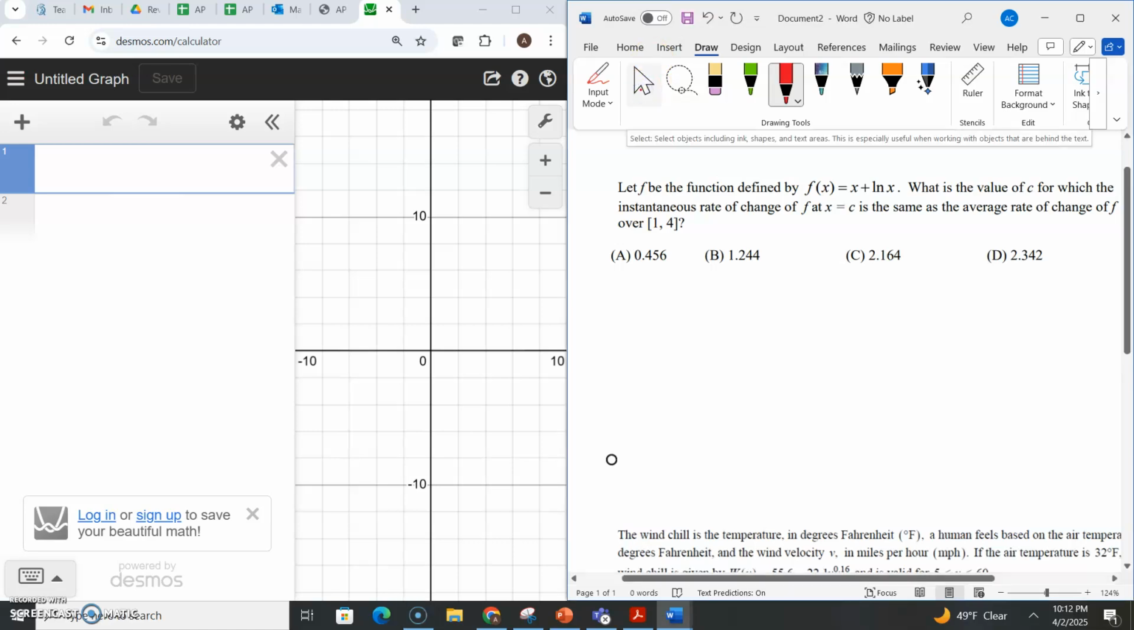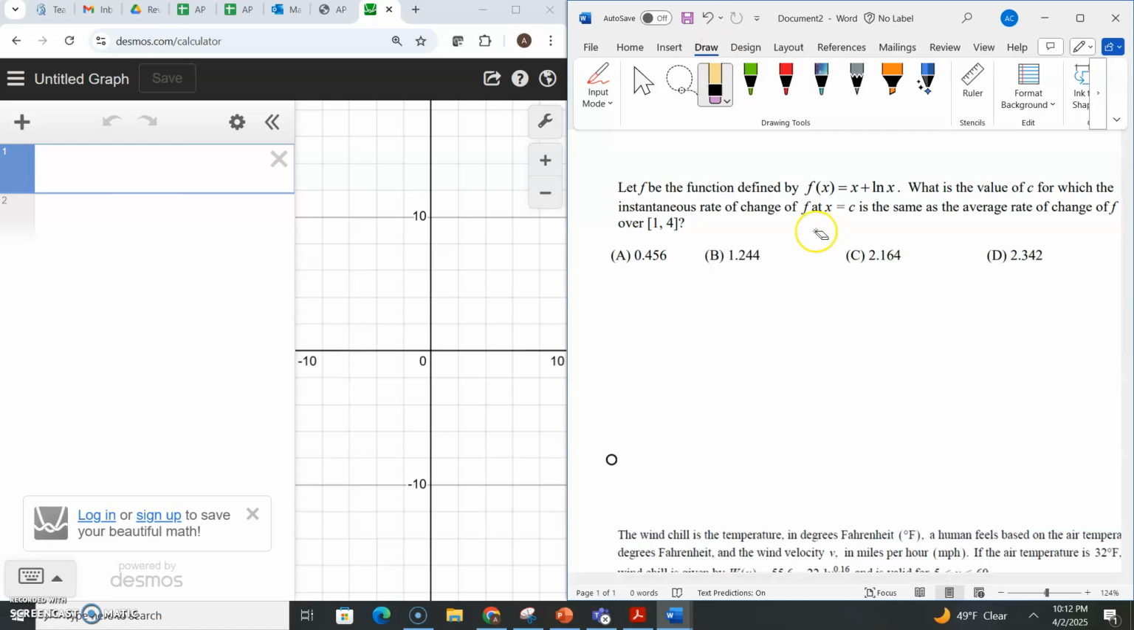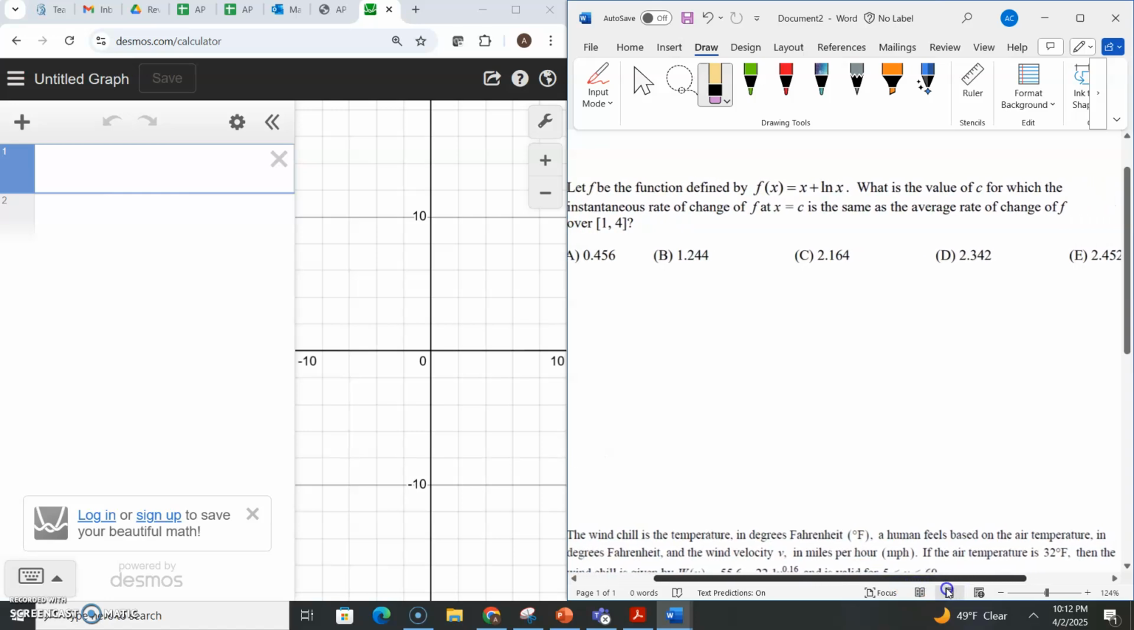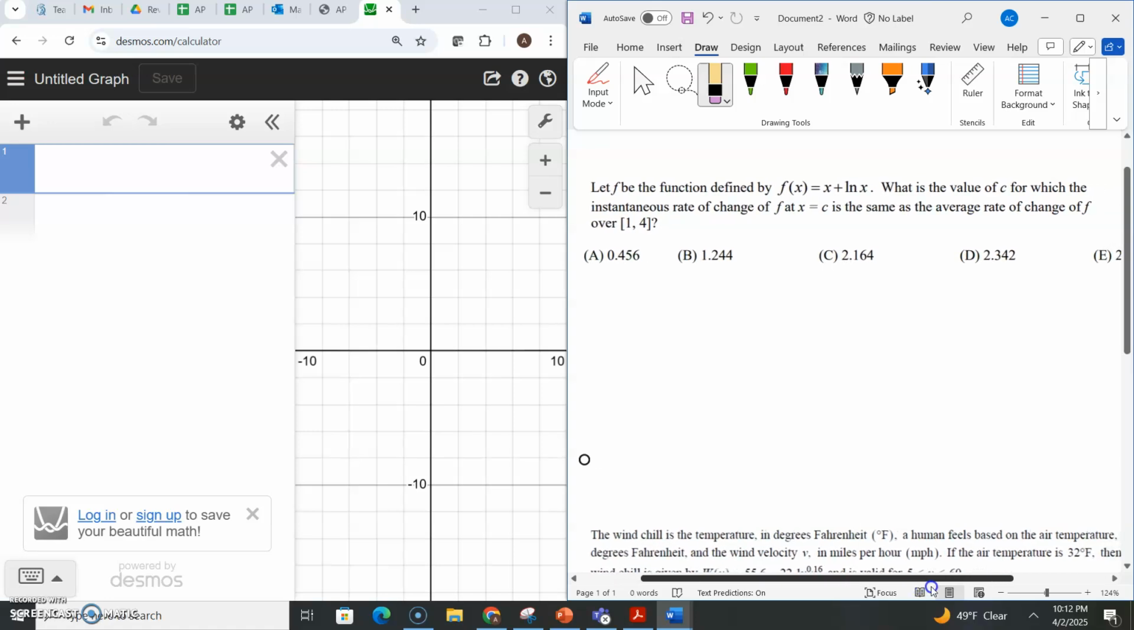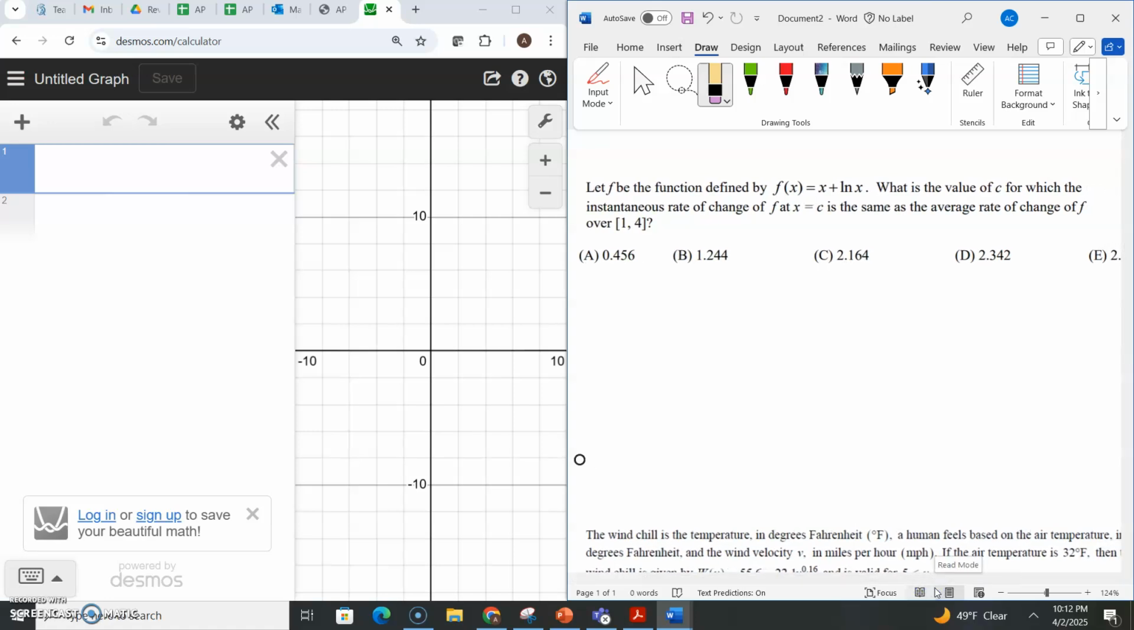All right, this is another problem that was missed by quite a few. The question says this: let f be the function defined by f of x is equal to x plus ln x. What is the value of c for which the instantaneous rate of change of f is the same as the average rate of change of f on the interval 1 to 4? Note this is a calculator question.